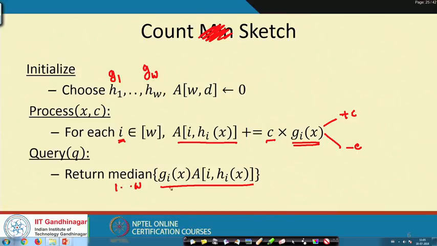So, each of these estimates is now G_i(x) multiplied with A_i, H_i(x). Why are we pre-multiplying with G_i(x)? That is fairly obvious, right, because if G_i(x) was minus 1, you want to get rid of the minus. So, you again multiply it with G_i(x). That is fine, but now we are taking the median of these estimates instead of taking their average, and we will see that is useful.